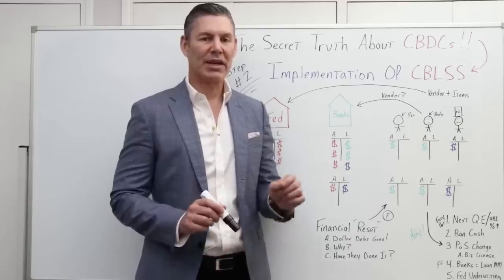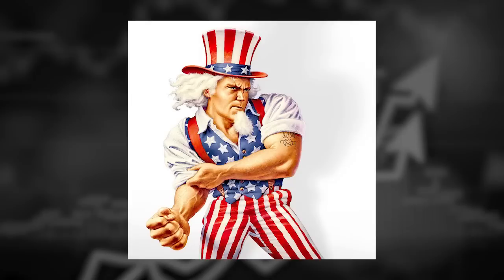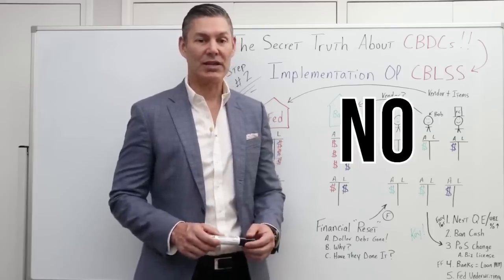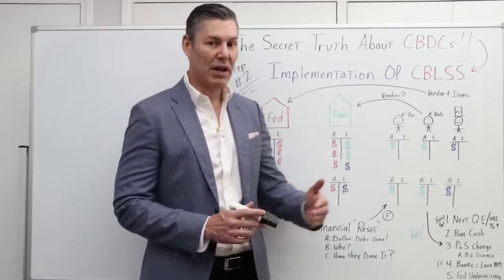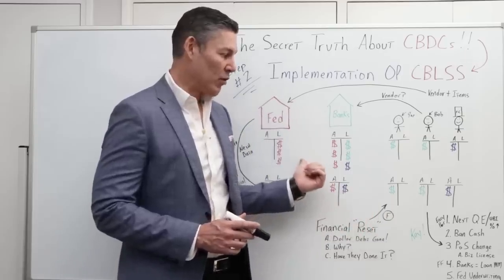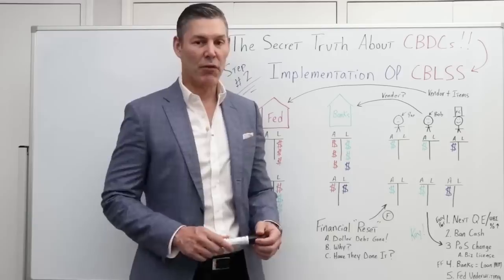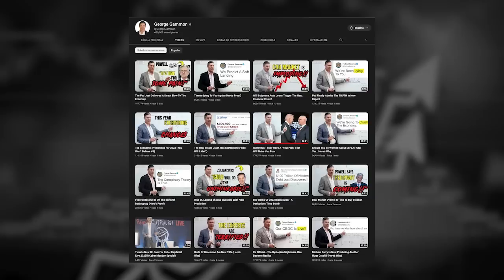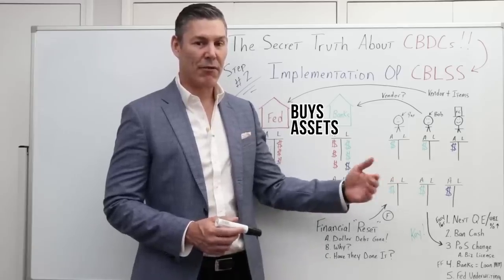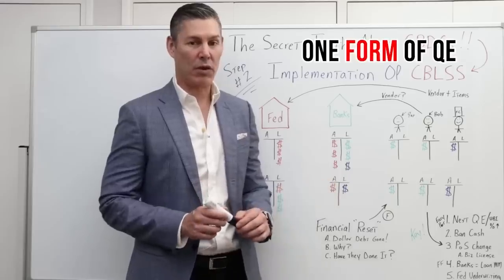So what's going to be the catalyst that will prompt this change? Is the government going to force people to do this? No. Actually, I think this is the easy part. Because when we have the next financial crisis, I think most likely the Fed will do a different type of quantitative easing. Most of you know from watching my videos that quantitative easing is where the Fed buys assets from the commercial banking system, or this is one form of quantitative easing.